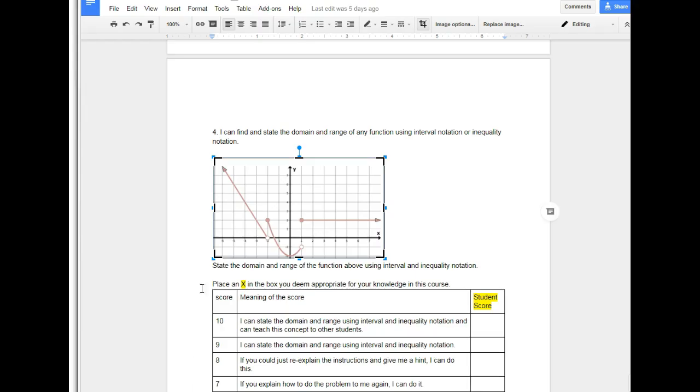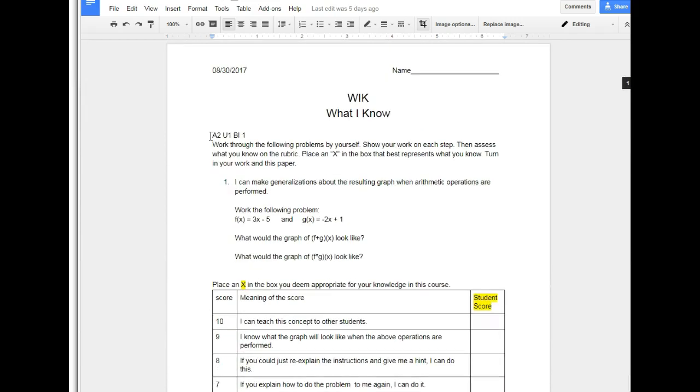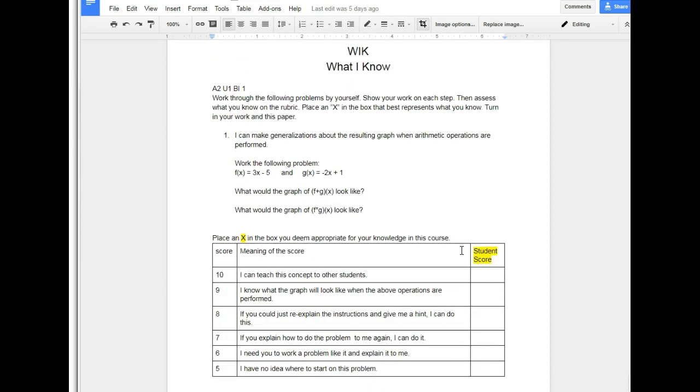The WIC that you went through last week stands for What I Know. So here's the one that we looked at, the What I Know that we looked at on 8:30. I'm going to do short little videos on numbers 1, 2, 3, and 4, so you can fast forward through this and take whatever you need out of it. So let's look at number 1.